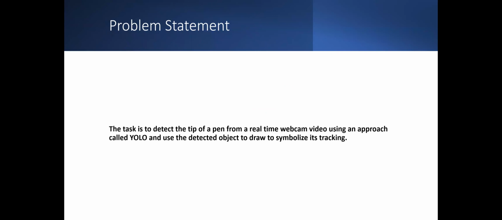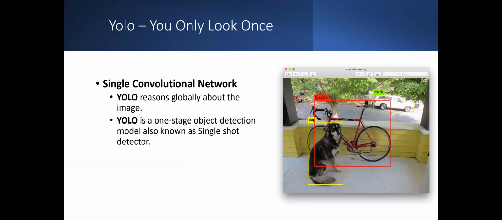The objective of this entire project was to detect an object using a machine learning algorithm and try to track it in that space. For that, we used a machine learning algorithm called YOLO. This is a convolutional neural network that basically takes the image and looks at it once and tries to figure out where the object might be. Hence the name YOLO: You Only Look Once.